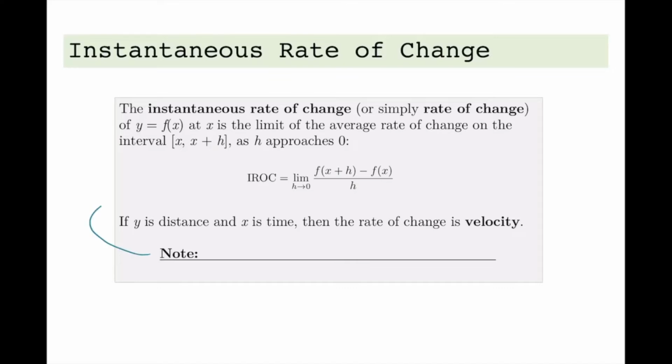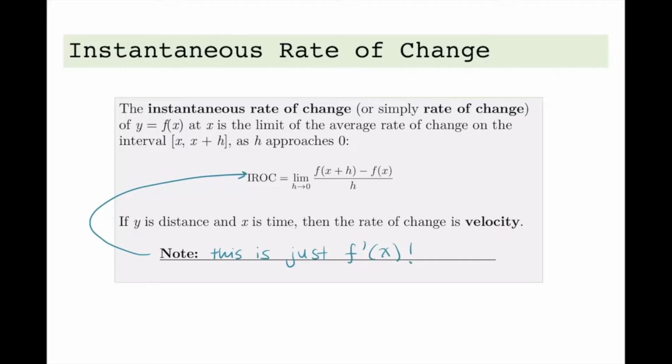Okay, so just note here that this is the derivative. Instantaneous rate of change is just f prime of x. This is the derivative of the function. Now, something to note in particular is that if your function y, or f of x, models distance and x is measuring time, then the rate of change, or the instantaneous rate of change, or the derivative, is just what we would call velocity. Velocity at one point in time.